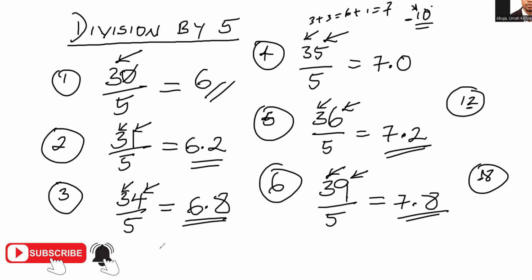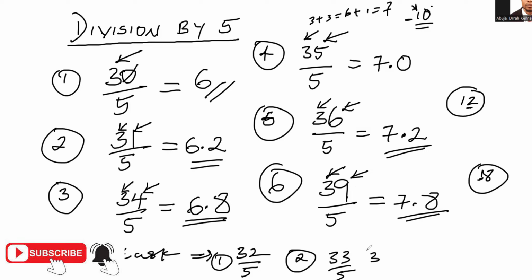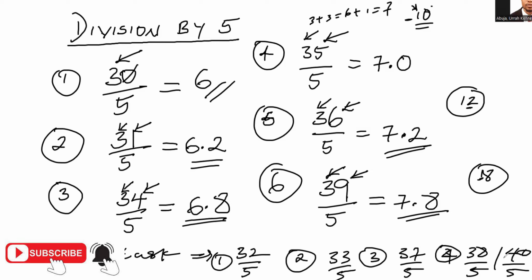So what is your task here? Your task is to solve. You can see I didn't solve 32. So 32 divided by 5 is the first one. The second one is 33 divided by 5. The third one is 37 divided by 5. The fourth one is 38 divided by 5. And finally, 40 divided by 5.